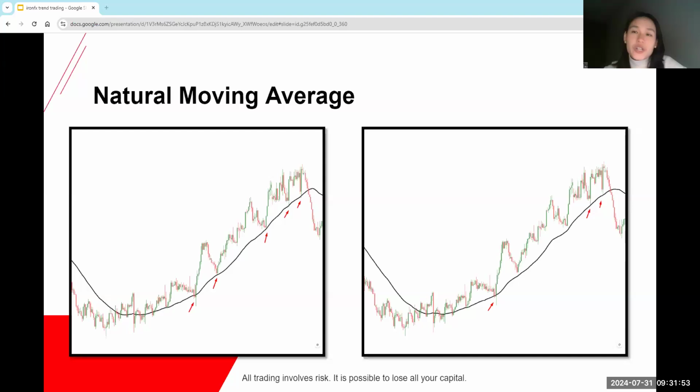So on your TradingView or your MT4, you'll be able to adjust the periods that you're looking at whenever you're using this natural moving average indicator. One way to ensure that you are using this indicator correctly or efficiently is by ensuring that the moving average traces the bottom of your price structure. Okay, so this is fine, but it's not really preferred compared to the first one.